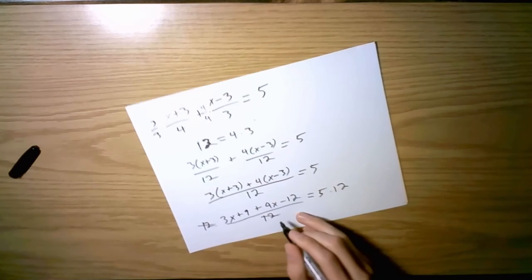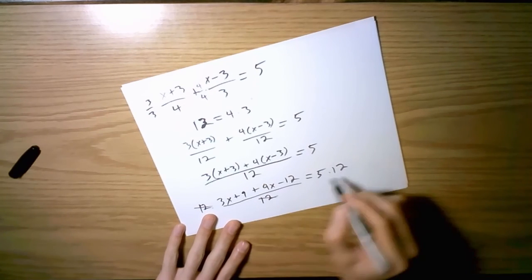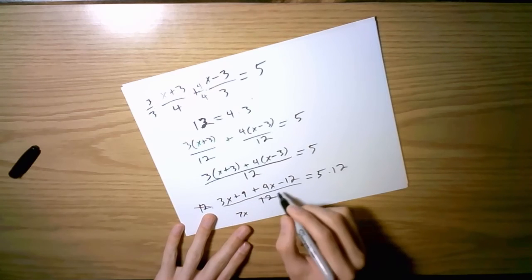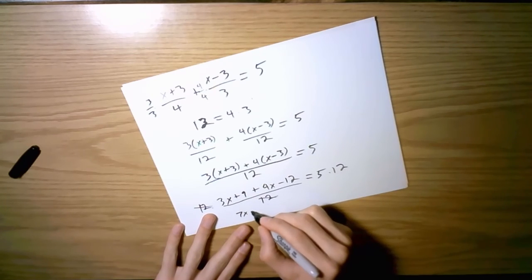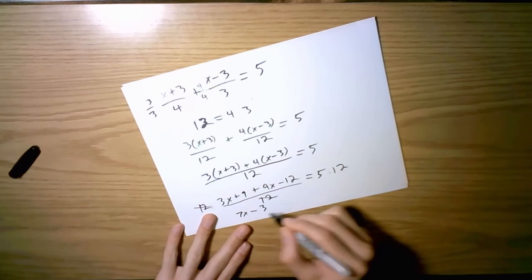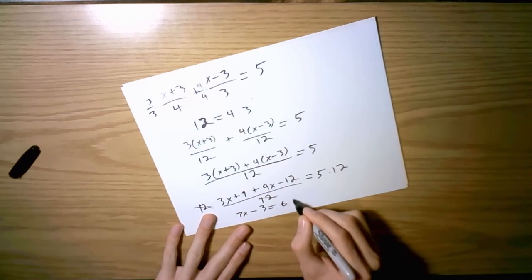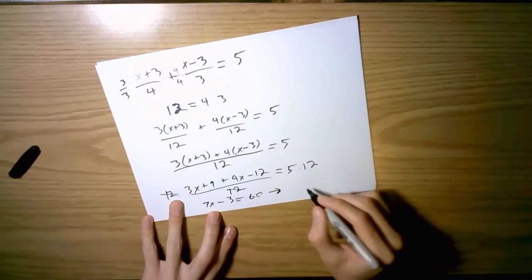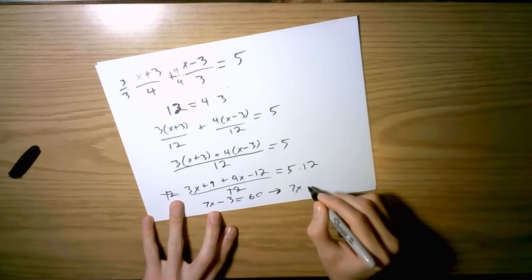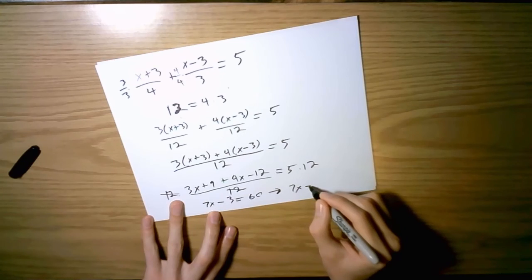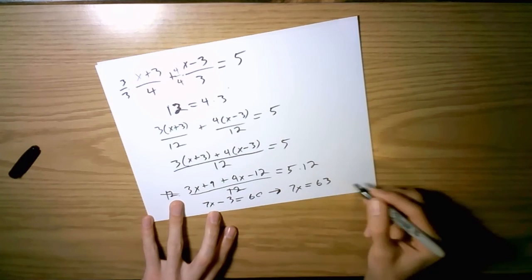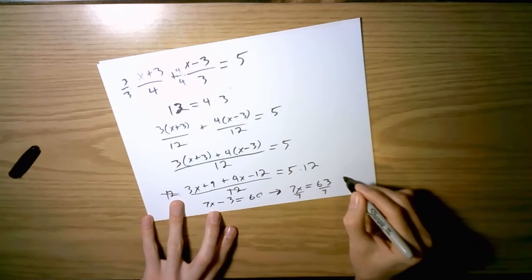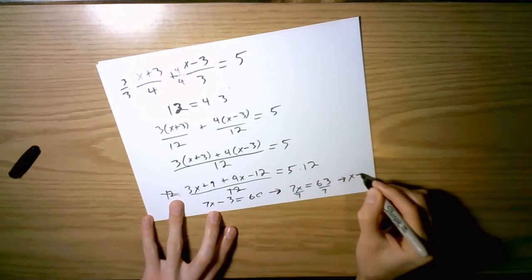This canceled out. And we can add these. We get 7x - 3 equals 60. And so we add 3 on both sides: 7x equals 63. Divided by 7, we get x equals 9.